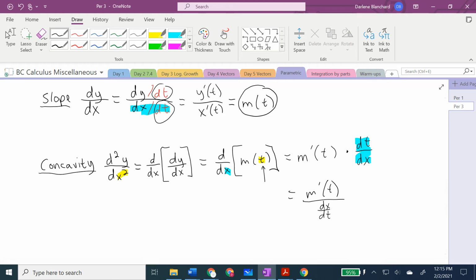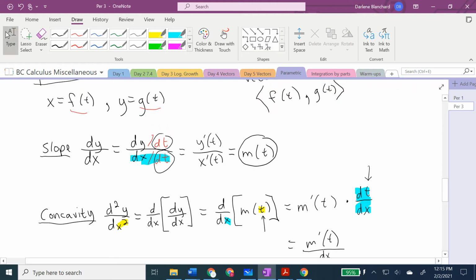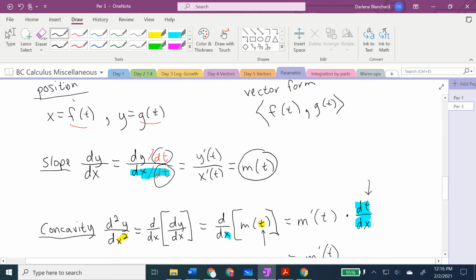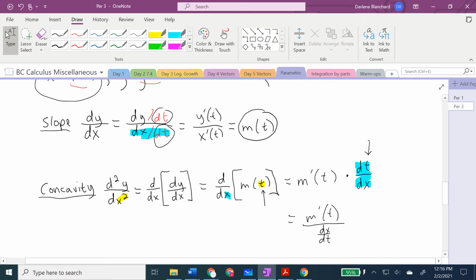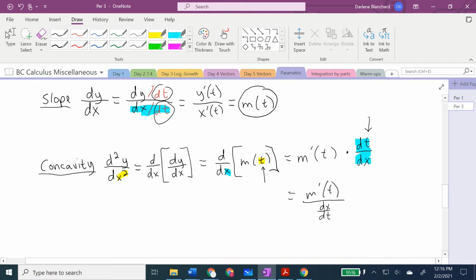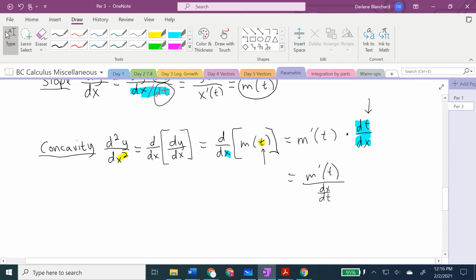Those are some fancy moves, but will save you a lot of time. If you are stubborn and you want to find dt dx, you're going to have to go over to this function, isolate the t in terms of x, and then take the derivative of that with respect to the x variable when you could just use what you already have. And that's why the formula for concavity is the way that it is. And it will seem awkward to you.